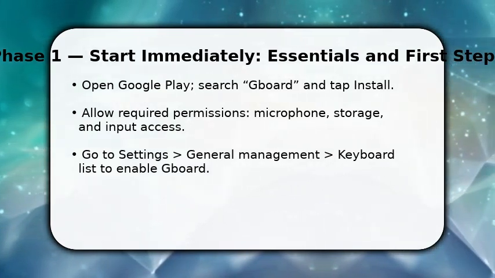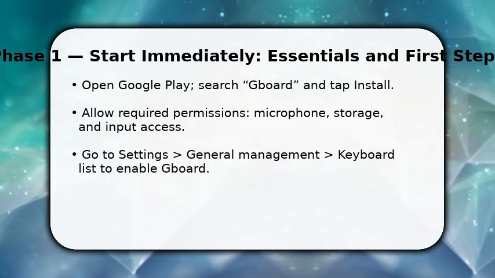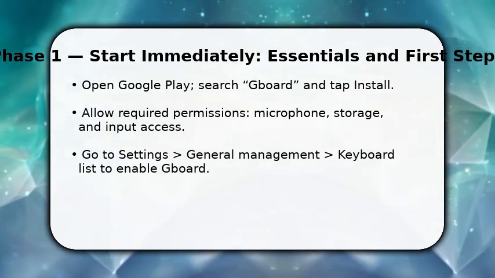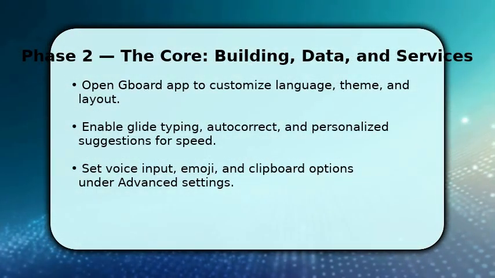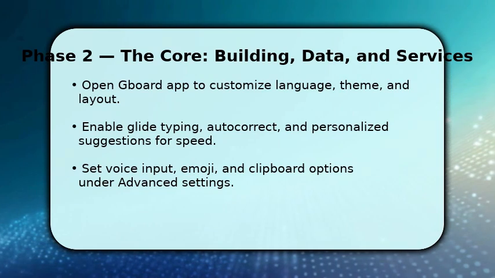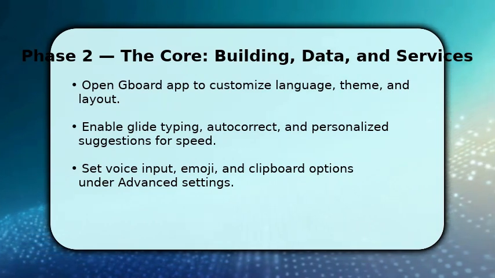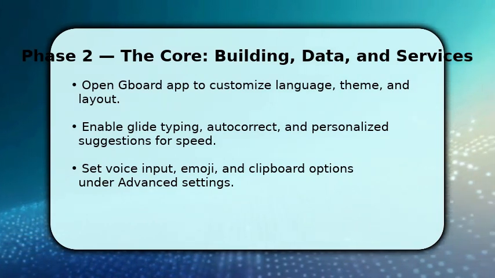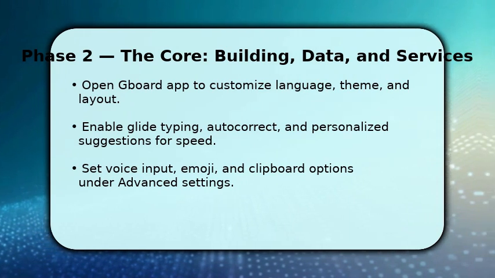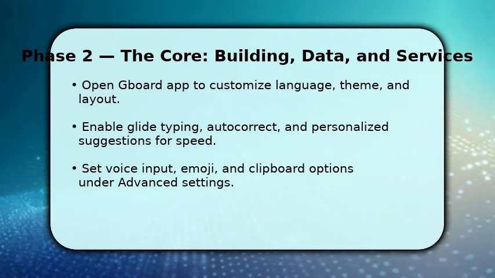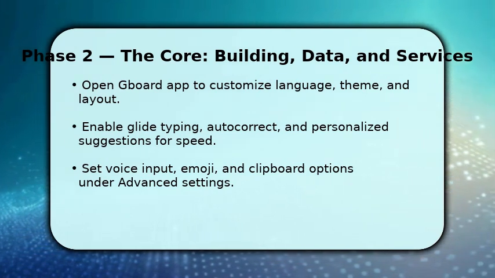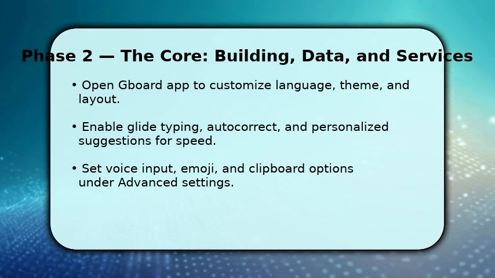This first set of actions prepares the phone and puts the keyboard where you can use it immediately for typing, emoji, and voice input. You should now customize Gboard for how you type. Open the Gboard app from the app drawer. Tap Languages to add or reorder keyboards, then Theme to pick a color or background. This improves visibility. Next, enable glide typing and adjust autocorrect strength for fewer errors.